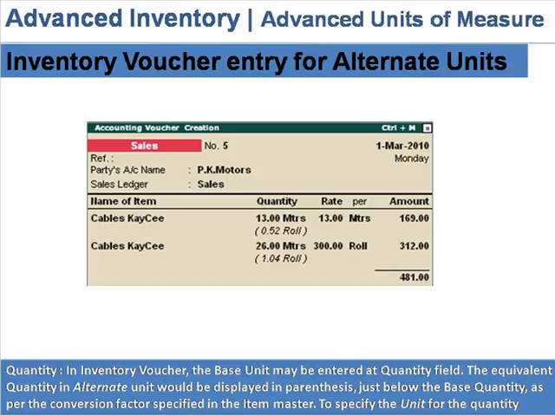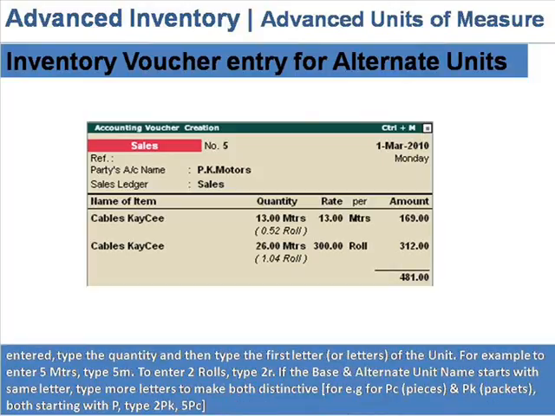To specify the unit for the quantity entered, type the quantity and then type the first letter or letters of the unit. For example, to enter 5 meters, type 5m. To enter 2 rolls, type 2r. If the base and alternate units name starts with same letter, type more letters to make them both distinctive. For example, PC, pieces and PK, both starting with P, type 2 PK, 5 PC, etc.